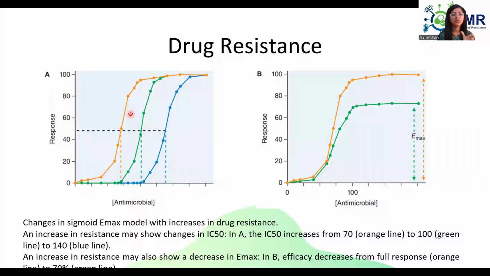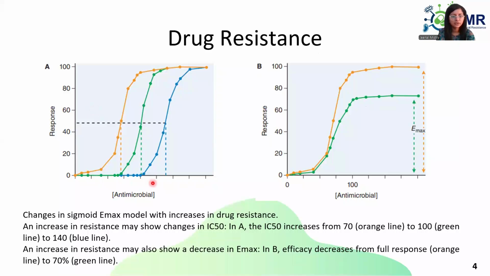This is the IC50. What is Emax? This is a measure of the maximal effect. And H is the slope of the curve, or the Hill coefficient. So now we are looking at the antimicrobial agent's effect versus its response graph, right? Showing the x-axis versus the y-axis.